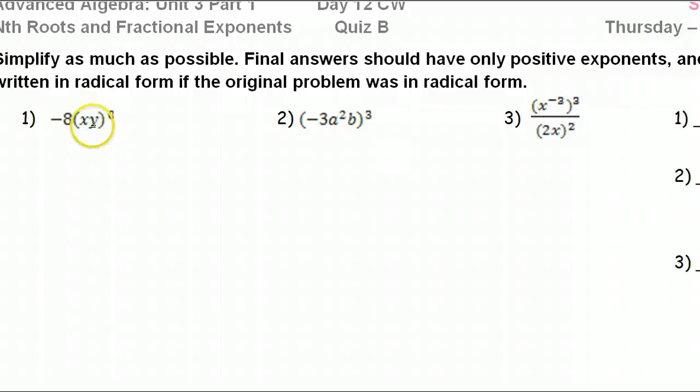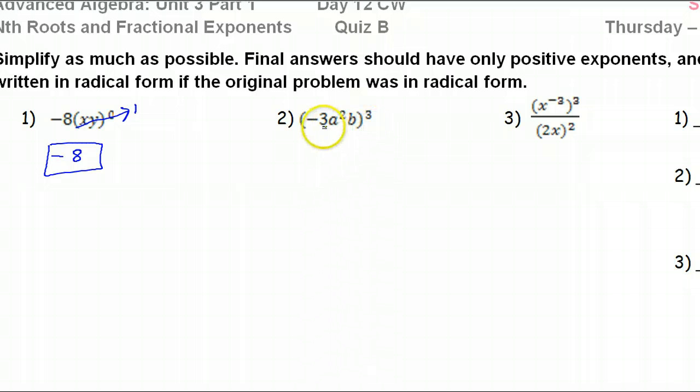Alright, simplifying this guy. Well, you see it has a 0 power. Just remember that anything to the 0 power is 1. But that 0 power only applies to the xy here. It doesn't touch the -8. So I'm just going to have -8 for the answer.